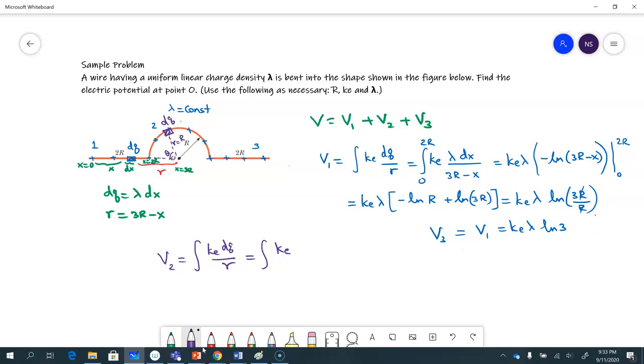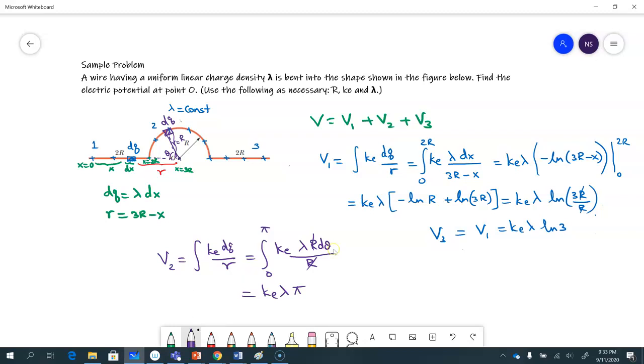So it's ke, and then d theta is the angle that it subtends. ke dq is lambda dl, but dl is r d theta, divided by r, and r is capital R here. That's what you have, and theta goes from 0 to pi. So if I simplify this, r goes away. ke times lambda are constants, and then the integral of d theta is just theta evaluated between 0 and pi. So that's just pi. That was a lot simpler than I thought.